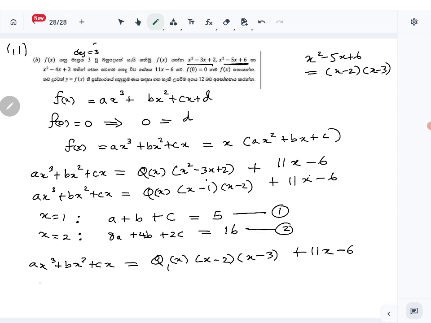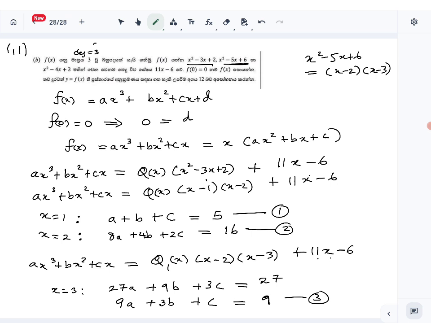Substitute x equals 3, and what you get is 27a plus 9b plus 3c equals 33 minus 6, which is 27. So you can divide by 3: 9a plus 3b plus c equals 9. That's your third equation. Now solve them simultaneously and get the answer.